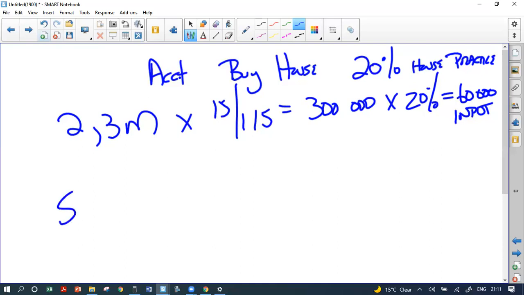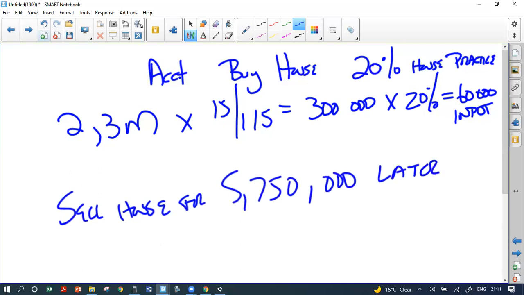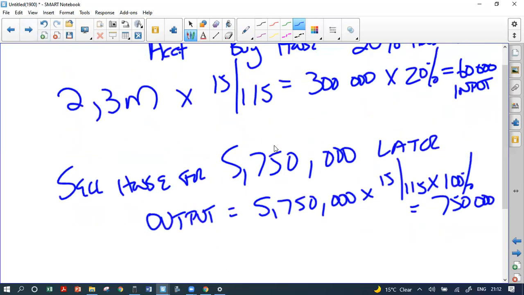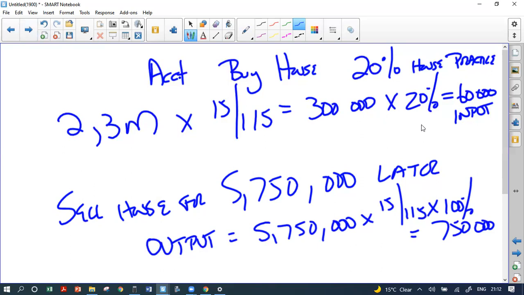Okay, let's imagine I sell the house for 5,750,000 later. Now, let me just explain how SARS works. SARS says that they want to get outputs at 100%. So what they do is they say, listen, the output VAT on the sale of the house is 5,750,000 times 15 over 115 times 100%. And that's going to give you output VAT of 750,000 rand. Okay. But it's unfair for them to do that because you only claimed 20% of the input.